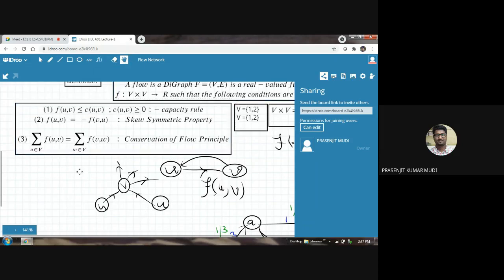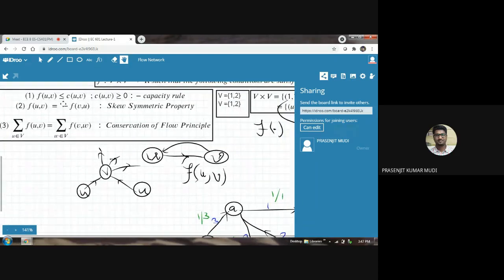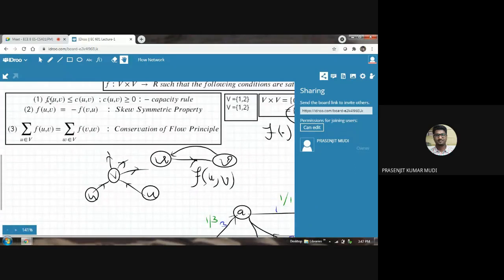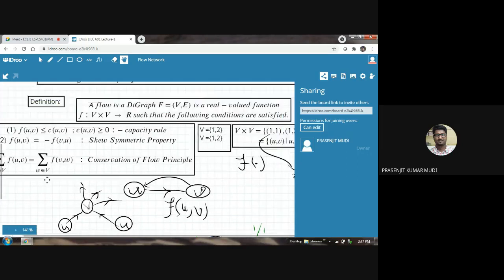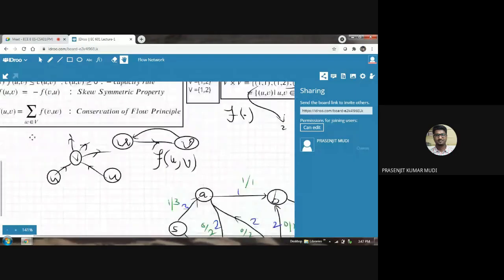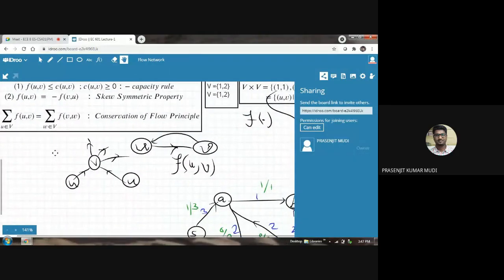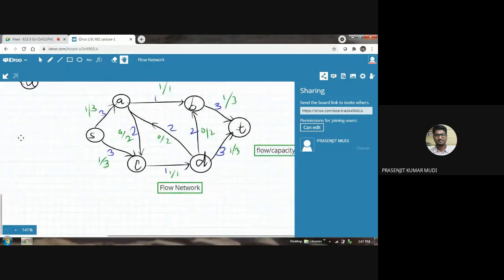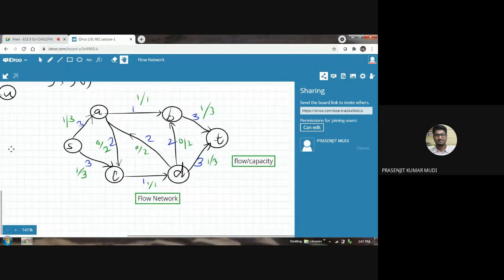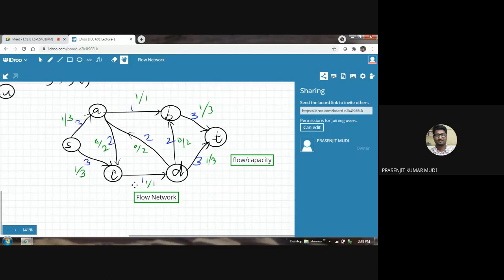Capacity has to be a positive quantity, greater than or equal to 0, but you may get some confusion since there exists some minus of f. Still, it has to be less than or equal to c of u comma v. So can you verify this capacity rule, the skew symmetric property, and the conservation of flow principle in this flow network? Then we can conclude that it is a flow network and all the flows are valid. Please verify, check.